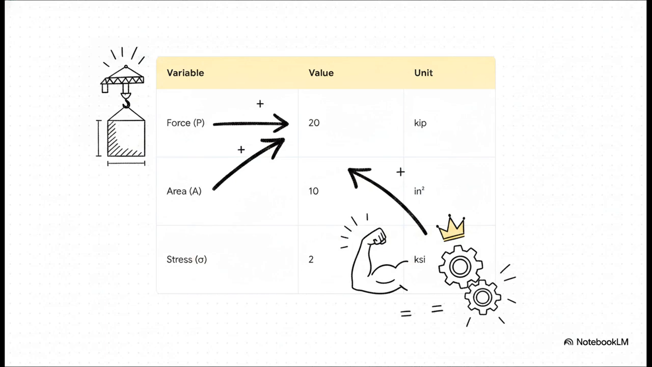We've got a force of 20 kip and an area of 10 square inches. When we divide 20 by 10, the mental math is super easy, right? We get 2. But more importantly, look at how the units align perfectly. Taking that kip and placing it over the square inch marries perfectly to give us a stress of 2 KSI, which is kips per square inch. Everything works out exactly as it should.